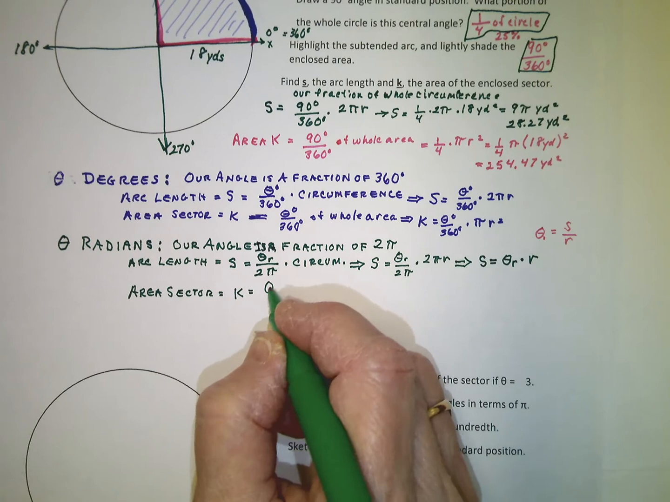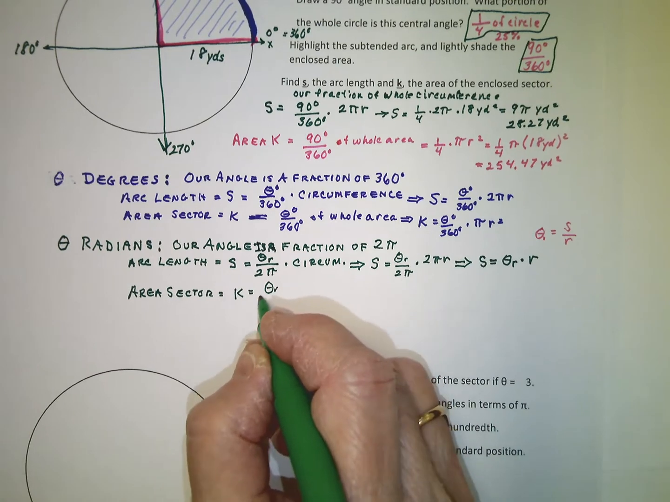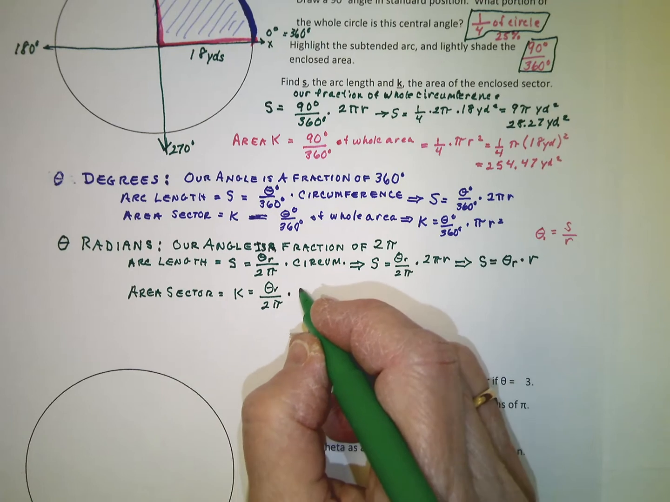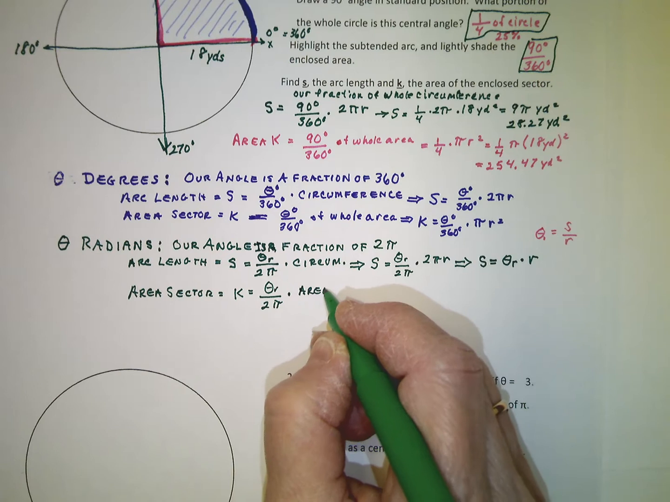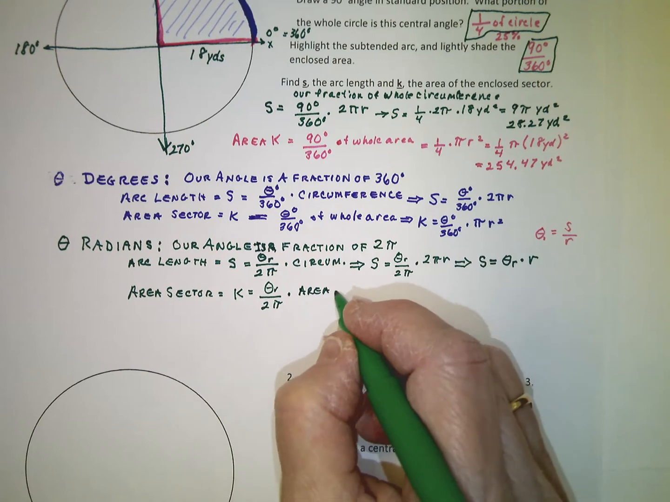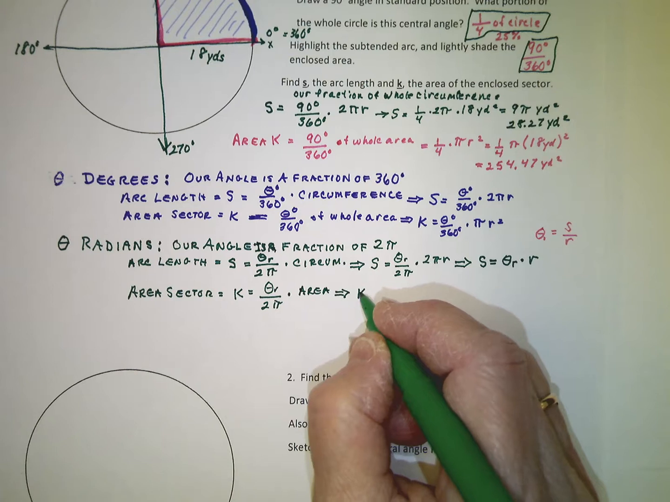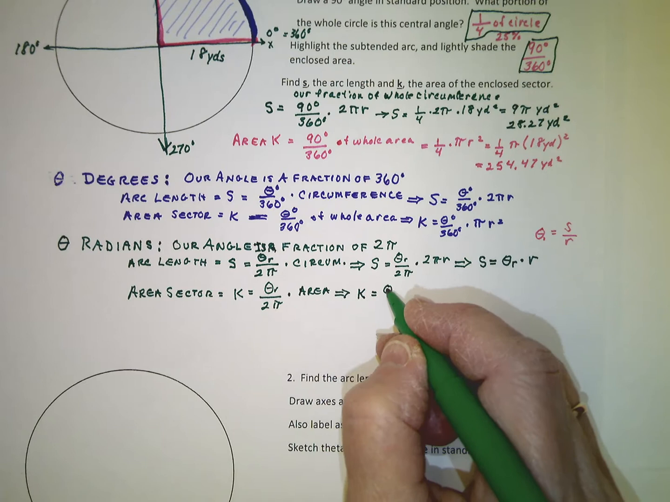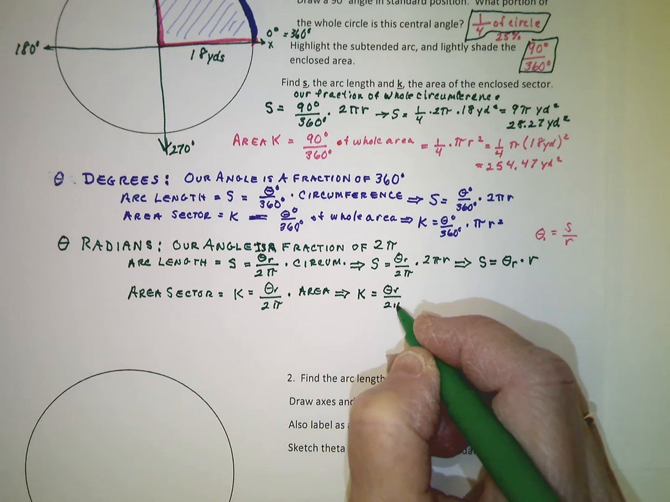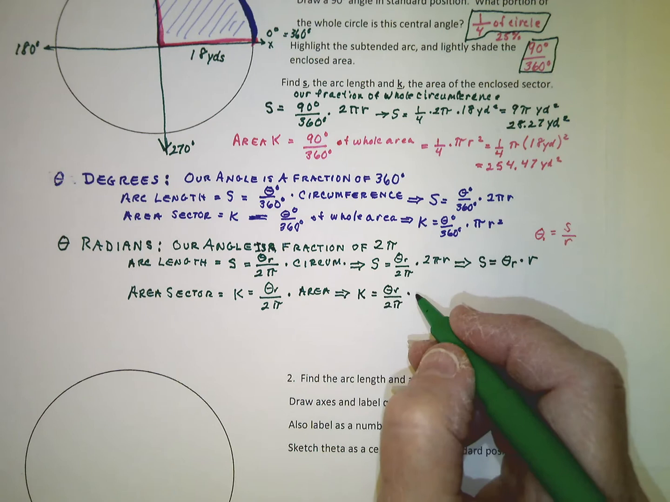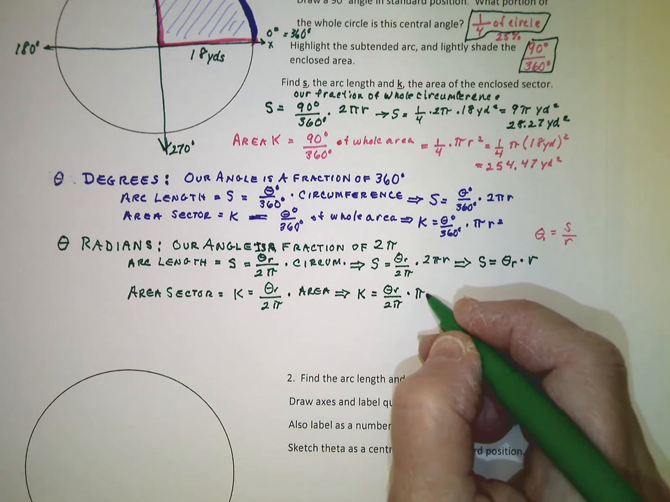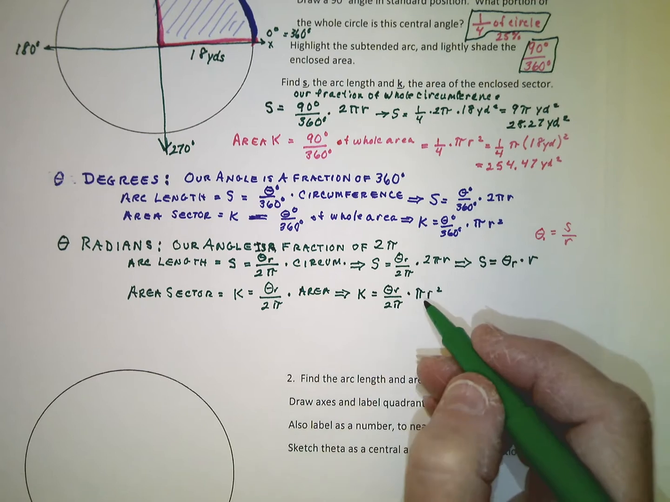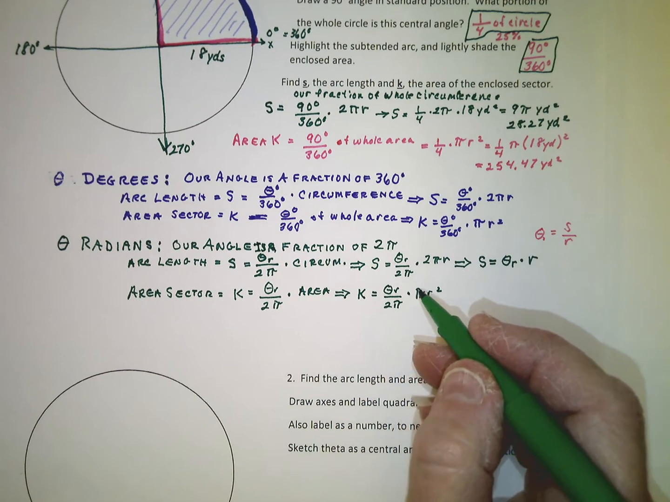It's going to be our angle in radians out of 2 pi for the whole circle times the area of the whole circle. So that's going to imply that the area of our portion is going to equal this fraction times the area of a circle. The area of the whole circle is pi times the radius squared. Now the 2 doesn't cancel out this time, but the pi's will.